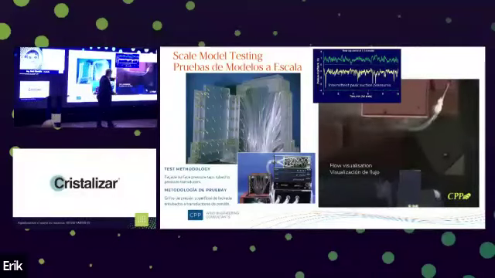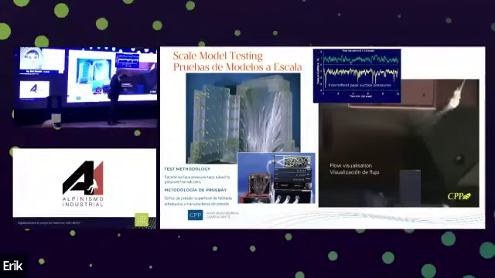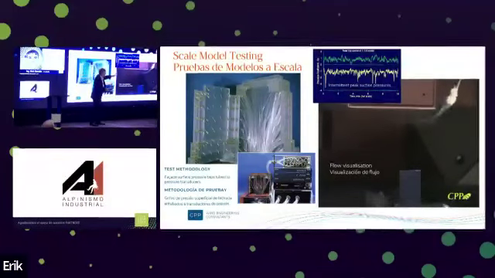We have a flow visualization. This is a wind tunnel model. Flow is moving from right to left. We have smoke so you can see the flow patterns.